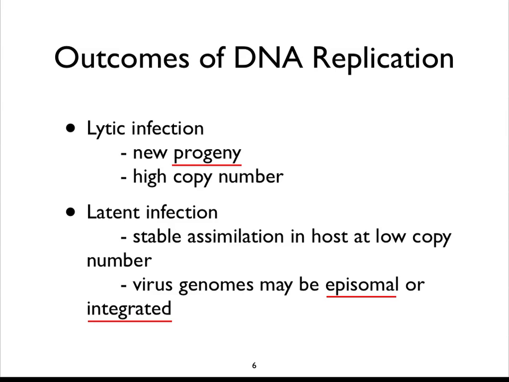In other cases, we see latent infection. And in those cases, there's a stable assimilation in the host at a low copy number. So for those of you who have had herpes virus infections, that's 85% of you, you now have stable copies of this virus genome in your neural ganglia. And they're going to sit there. And for the most part, they're relatively benign. And every once in a while, they come back to visit. You have a test. You get a cold sore. You go out in the sun. And for some reason, something's aggravating you. You get a cold sore.